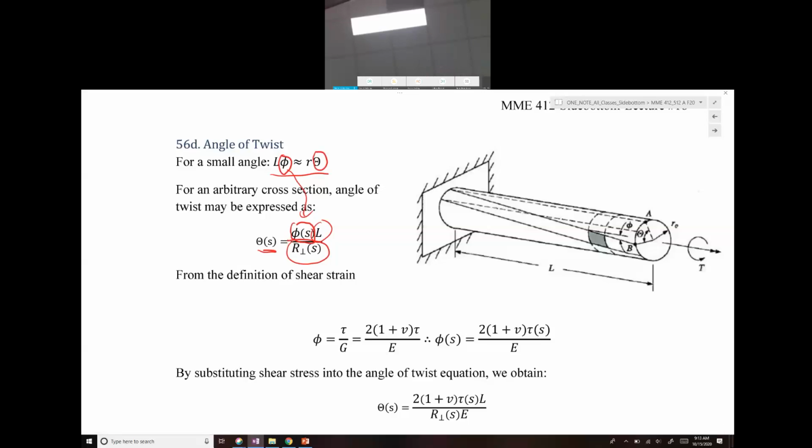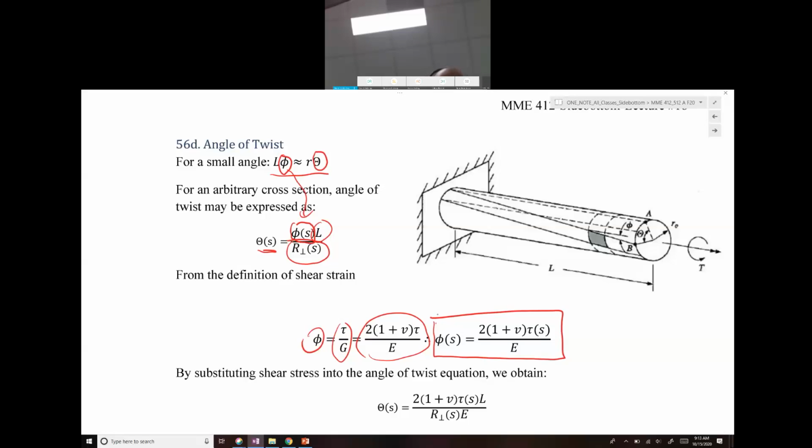All right, so from the definition of shear strain, we know that phi is equal to tau over G, which again we can plug in here. So from that we can say that phi of s would be equal to this, where we're just substituting tau for tau of s. So tau is now a function of s and it's no longer constant. So we can substitute in our shear.